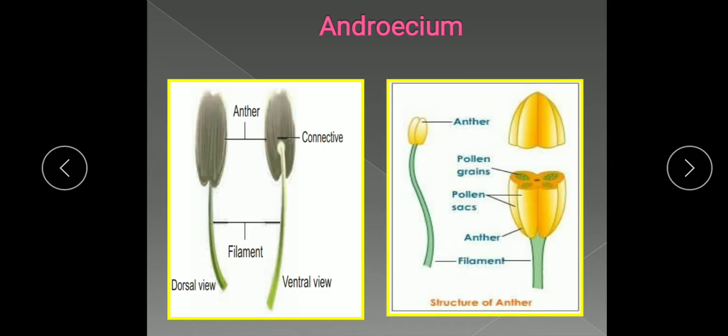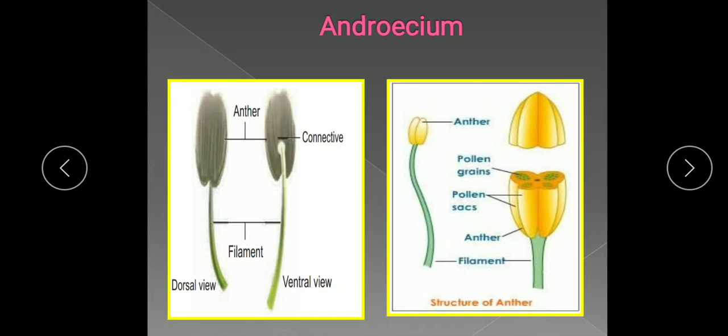Now we'll come to the anther. Each anther is usually bilobed and each lobe has two pollen sacs. So here you will see two pollen sacs, and the pollen grains are produced in the pollen sacs. A sterile stamen is also observed, and when the stamen is sterile, meaning not capable of producing pollen grains, this is known as a staminode.